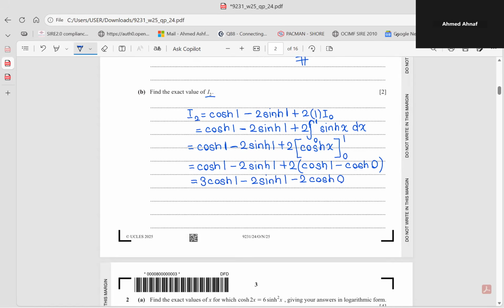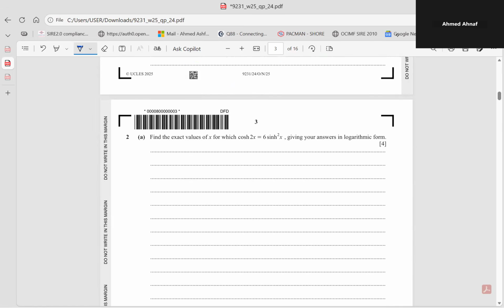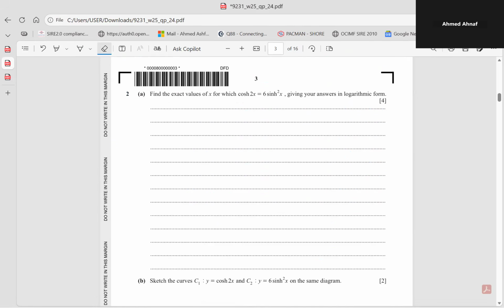So therefore you just get 3 cosh 1 minus 2 sinh 1 minus 2. Yeah, so I think we can stop here and conclude this as our final answer. Let's move on to the next question.